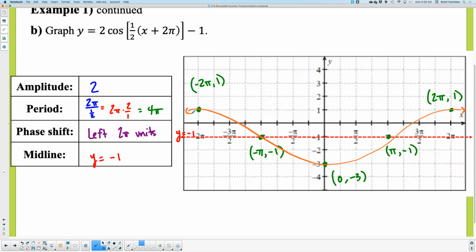Is this graph moving faster or slower? Slower. It's actually moving slower because the period became 4 pi. If you increase your time period, you decrease the speed.